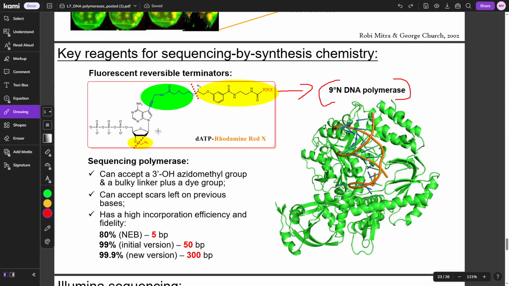That next base is going to glow. And then you're going to take a picture of it. You're going to remove the chain terminator. And then you're going to add the next base. And you're going to keep repeating that process, right? You're going to attach the next base. It's going to glow. You're going to remove the chain terminator. Attach the next base. So it's just that process over and over and over again.